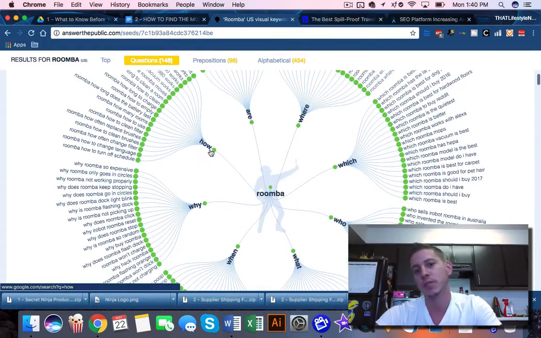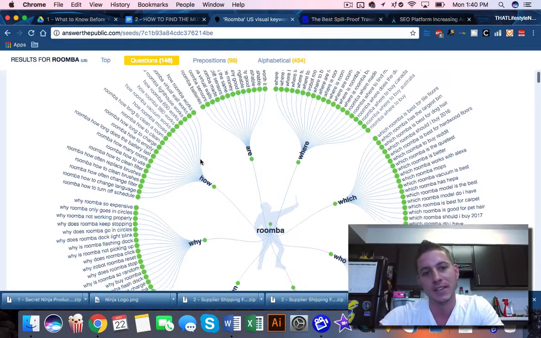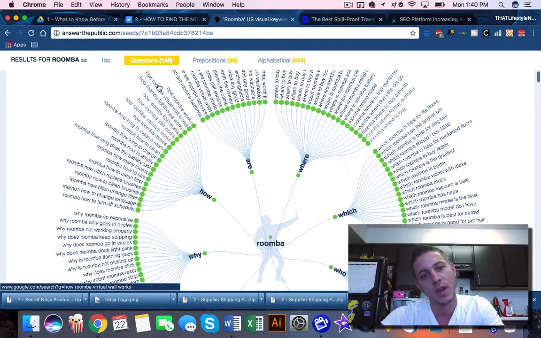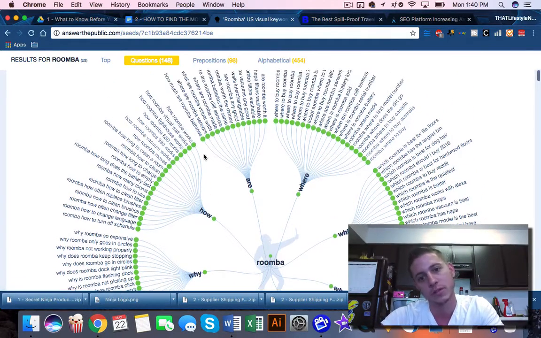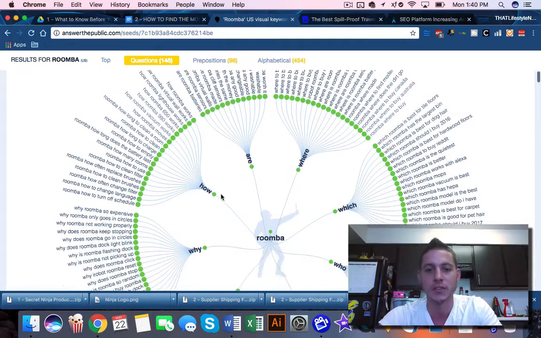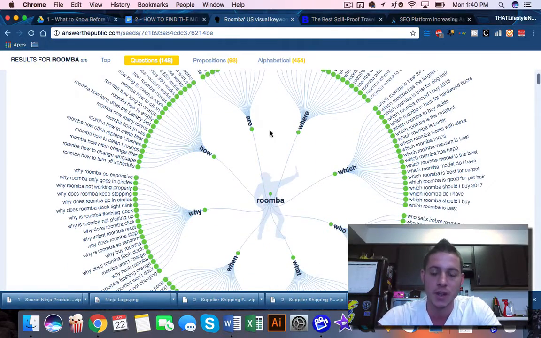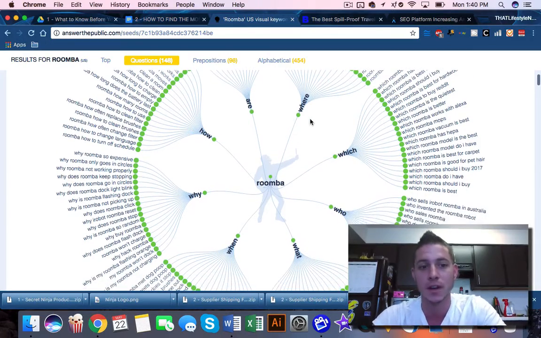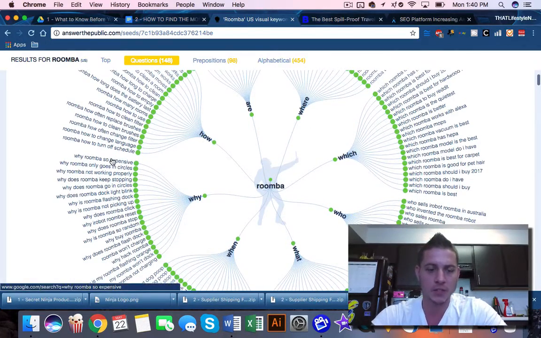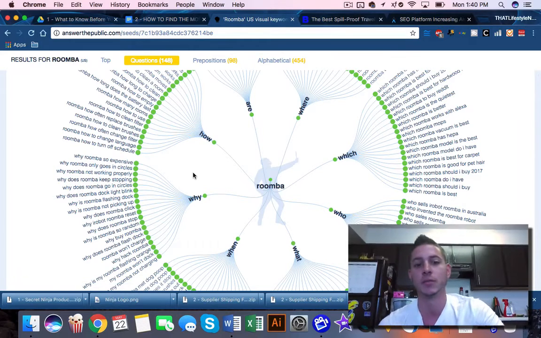If you start the question with "how," it tells you here: how does a Roomba work, how does the Roomba virtual wall work, are Roombas worth it? These are the prepositions related to the questions, right? There's a ton of stuff here. Why are Roombas so expensive? So maybe you say something in your title about being worth the money.